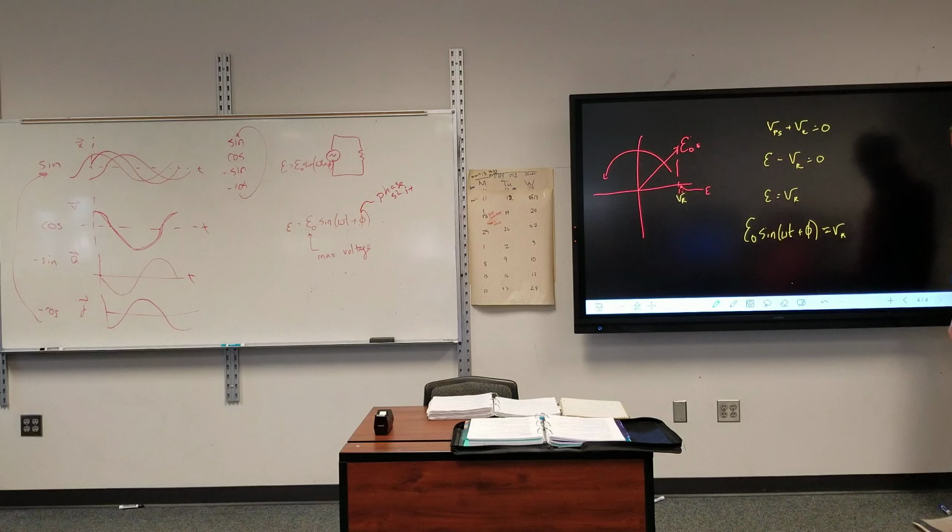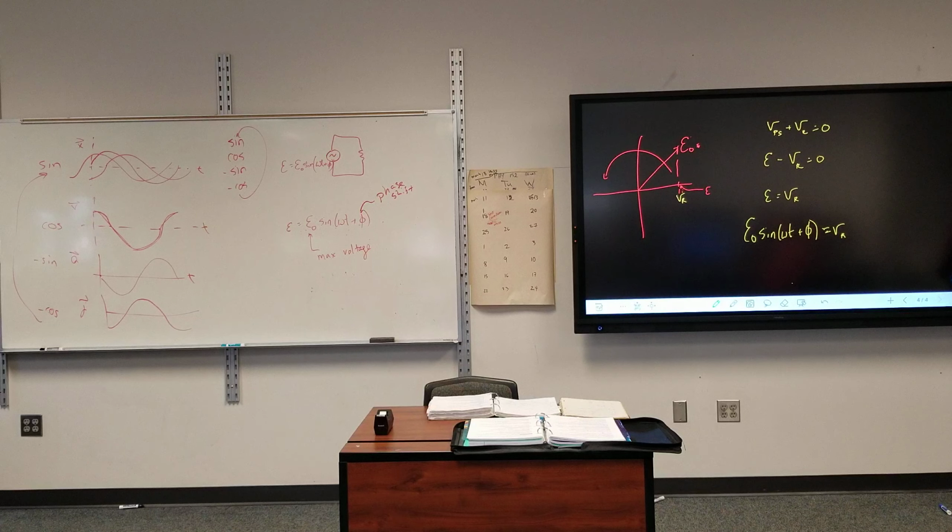Across the resistor. Why is that V, or is it an R? That's a V sub R. V sub R. Alright. Voltage across the resistor. It's supposed to be a lowercase v.